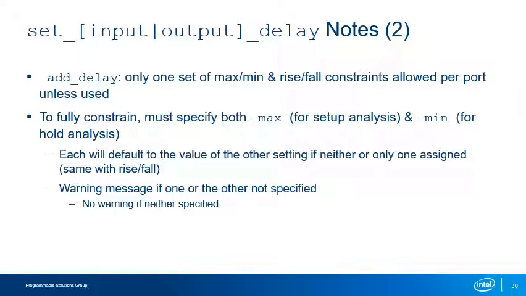Finally, the -add_delay option is required if different delay values are to be applied to the same targeted port. This can occur, for example, if you want separate analyses performed for data launched by the rising edge of a clock versus data launched by the clock's falling edge, as is the case in a double data rate source synchronous interface. Note that in order to fully constrain an I/O port, you must include both a -max and -min delay constraint. If you only specify one or the other, the same value will be used for both max and min, and the tool will display a warning.